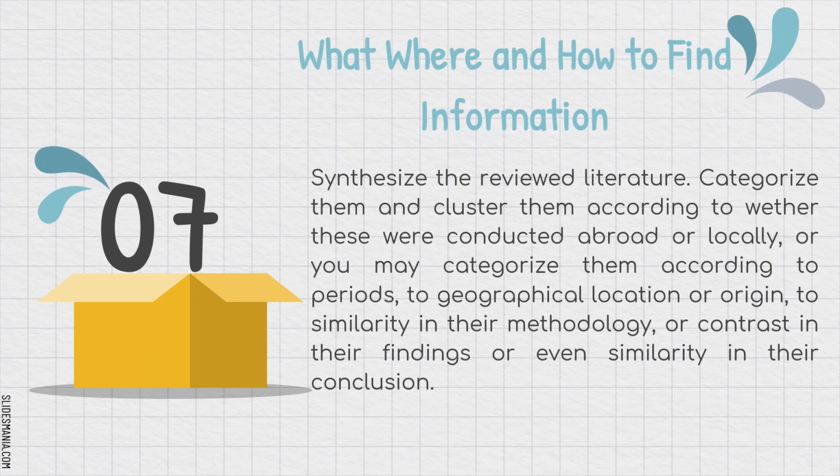Seventh, synthesize the reviewed literature. Categorize and cluster them according to whether these were conducted abroad or locally. Or you may categorize them according to periods, geographical location or origin, similarity in their methodology, contrast in their findings, or even similarity in their conclusions. When all these are done, then you are ready with Chapter 2 of your project or research output.